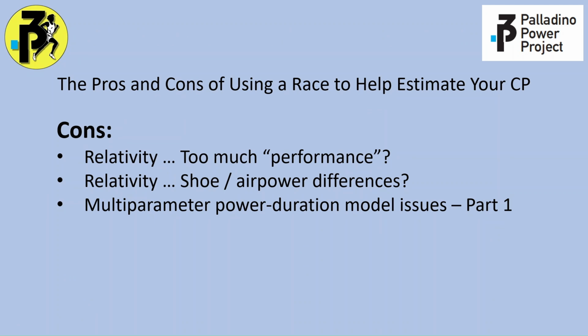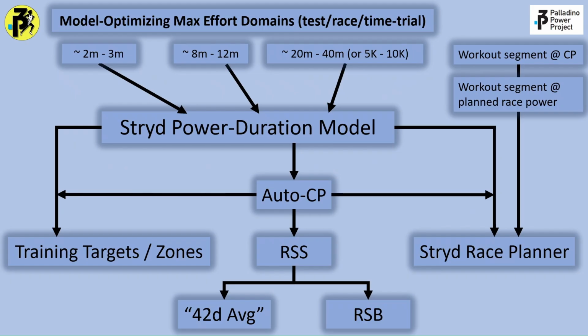Next one, you have to sort of know your model, and there are potential issues with doing race data and providing that to a multi-parameter power duration model. The first issue is that if you're using a multi-parameter power duration model, which the Stryd model is, the Stryd model that provides auto CP is a multi-parameter power duration model. WKO and model FTP, same thing, Golden Cheetah, they're all multi-parameter power duration models. Well, keep in mind that if you're plugging in 5K, 10K, 20-minute, 40-minute data into the model, and you're not plugging in data in the 2 to 3 minute domain, you're going to have an overestimated auto CP.